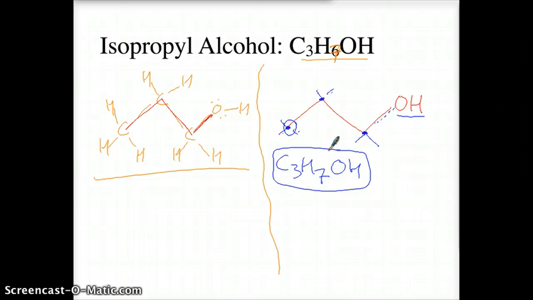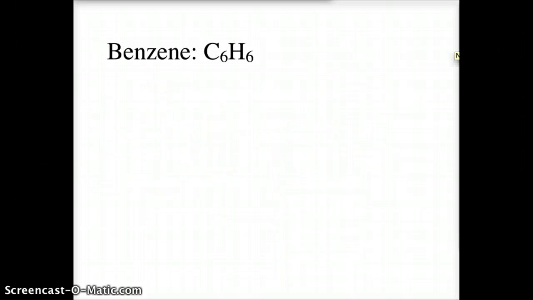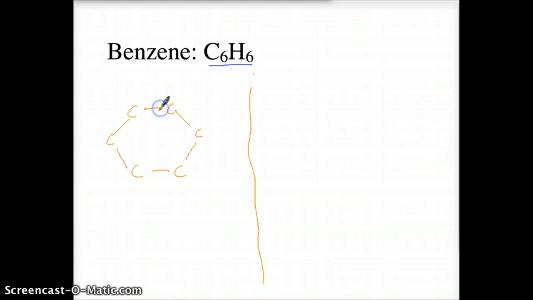Let's do another example. Benzene, C6H6. If we drew benzene's Lewis structure, you're not expected to know the structure here. You would be given it, or you'd be given the other one and asked to draw the formula. This is what the structure of benzene looks like. You do not necessarily have to have this memorized until you take organic chemistry in college.